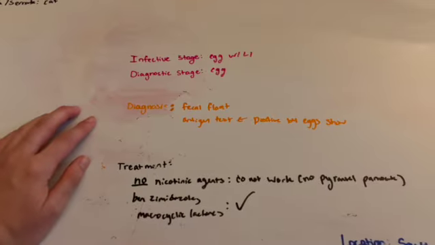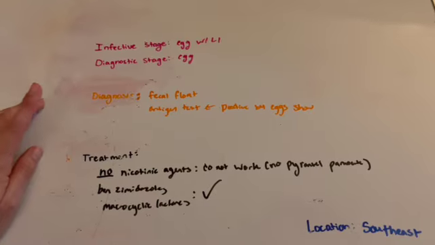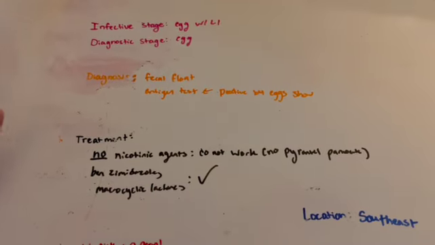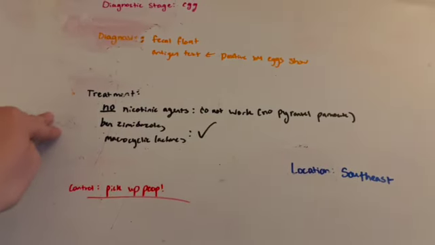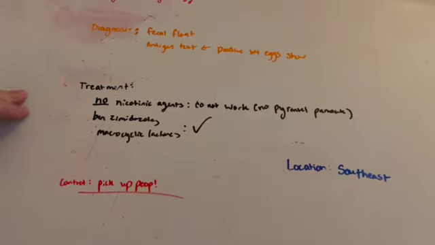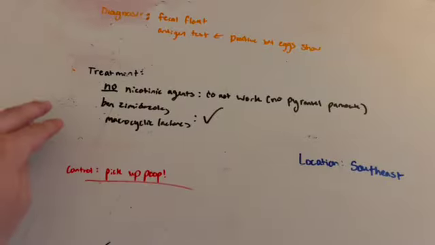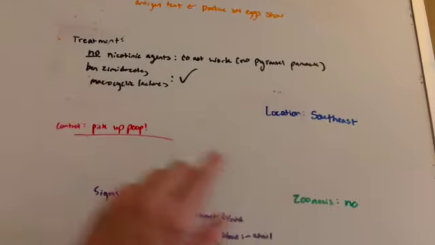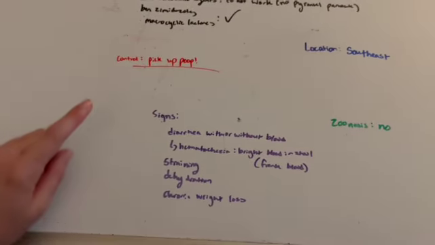Diagnosis is going to be a fecal float, but there is an IDEXX antigen test that's available that will test positive before the eggs even show, so you can get an earlier diagnosis. Big thing with these is you do not treat with nicotinic agents. They do not work, so we cannot treat whipworms with pyrantel pamoate. We can treat it, though, with the other 2 classes of benzimidazoles and macrocyclic lactones. It is most prominent down here in the southeast. It is not zoonotic, thankfully.